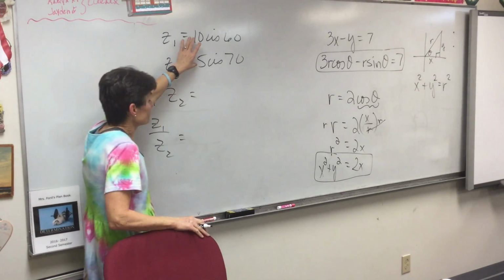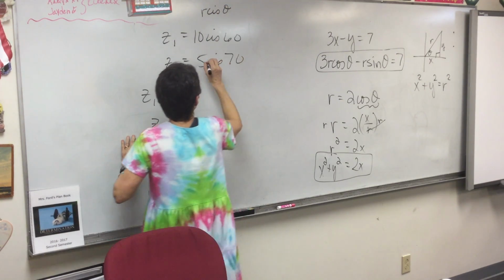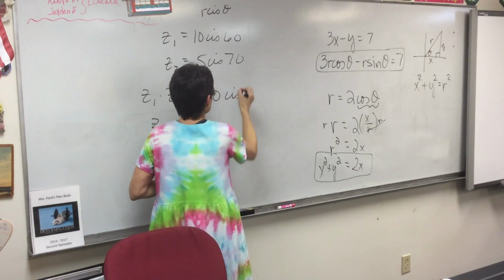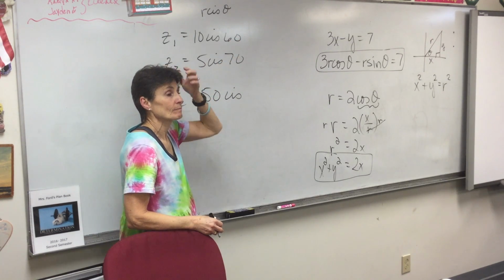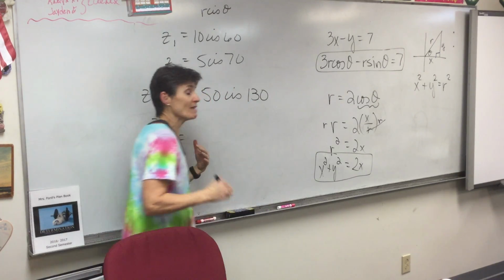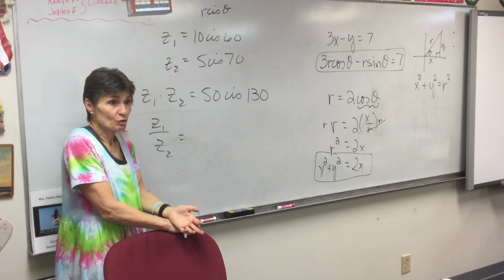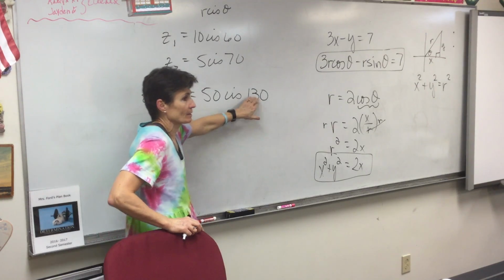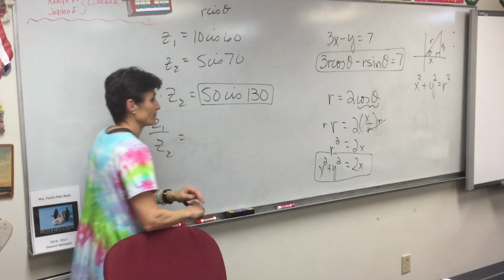You multiply the r's. Remember, this notation is r CIS theta. So we multiply the r values, so that's 50. And then what do we do with the theta values? Add them, so that would be 130. Now, we had problems where when we did the addition, we got a number that was too big, so you subtract 360. This one's fine. That's the answer to the first part.